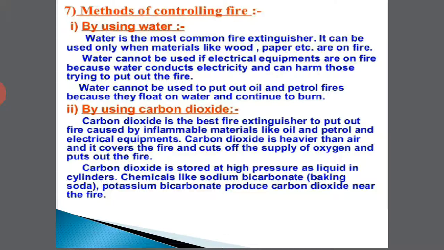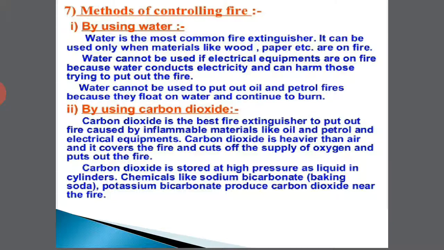By using carbon dioxide. Carbon dioxide is the best fire extinguisher to put out fires caused by inflammable materials like oil and petrol and electrical equipment. Carbon dioxide is heavier than air and it covers the fire, cuts off the supply of oxygen and puts out the fire. Carbon dioxide is stored at high pressure as a liquid in cylinders. Chemicals like sodium bicarbonate, baking soda, and potassium bicarbonate produce carbon dioxide near the fire.